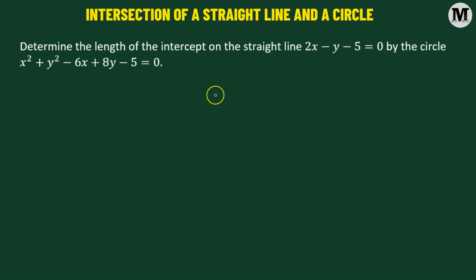Determine the length of the intercept on the straight line 2x minus y minus 5 equals 0 by the circle whose equation is given to us. Let us begin. So here what we have is a circle and its equation is given to us.